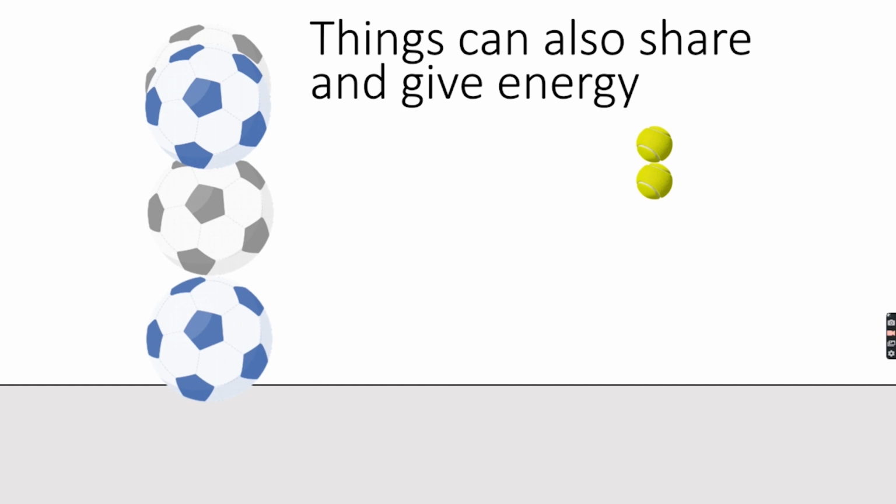Now it didn't work in the video because they're very small, but if we drop the two tennis balls and they land perfectly, in theory we see something very similar, where the tennis ball on the bottom gives energy to the tennis ball on the top, which causes it to bounce higher.